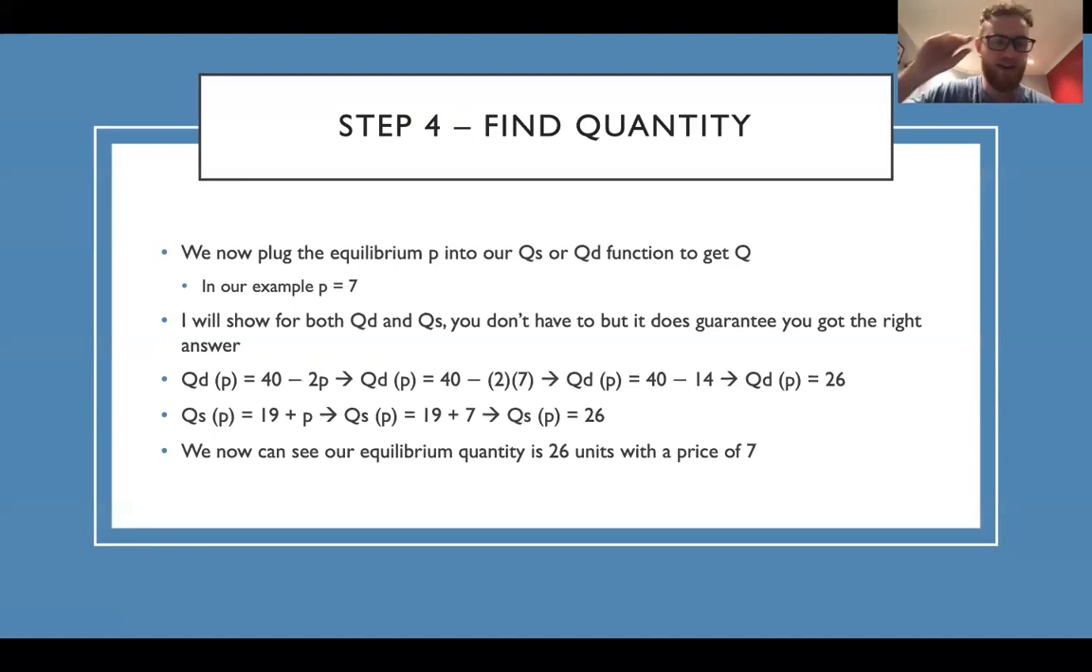So QD is equal to 40 minus 2p. So that becomes QD is equal to 40 minus 2 times 7. So that's 40 minus 14. So QD is equal to 26. QS is 19 plus p. So that becomes 19 plus 7, so that's equal to 26. Now, we can see our equilibrium quantity is 26 units with a price of 7.